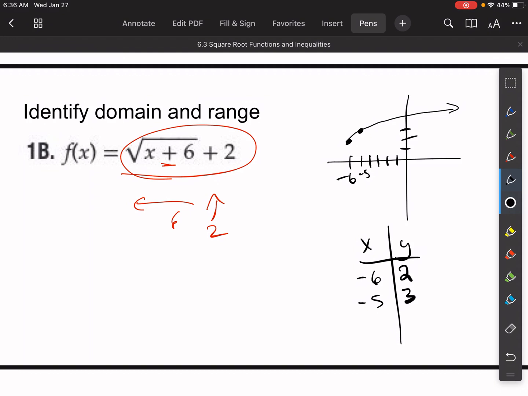But you can also just use your transformations. So the domain here is going to be the x values where x is greater than or equal to -6, and then the range here is going to be the y values where y is greater than or equal to 2. All right.